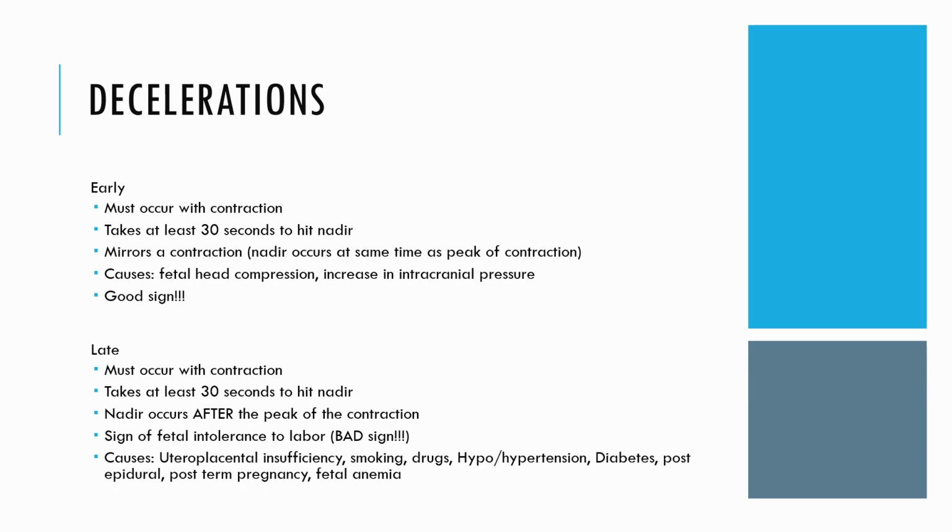A late deceleration, however, is a bad sign. It's a sign of fetal intolerance to labor. Our fetal reserves are on E. And this occurs when the nadir occurs after the peak of the contraction, okay? So the nadir occurs later, and that's a late decel. Let's look at some examples.